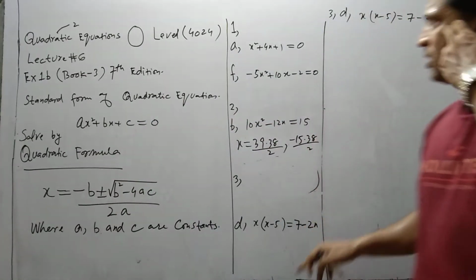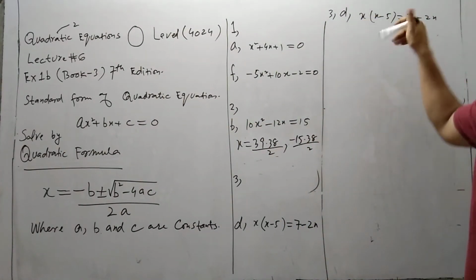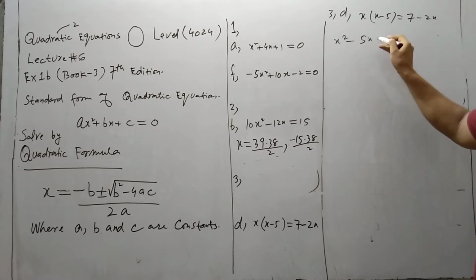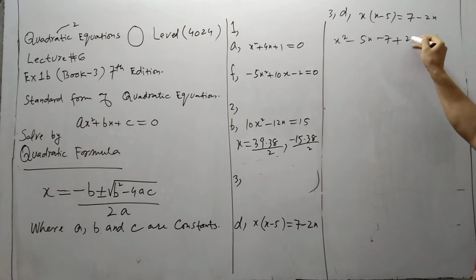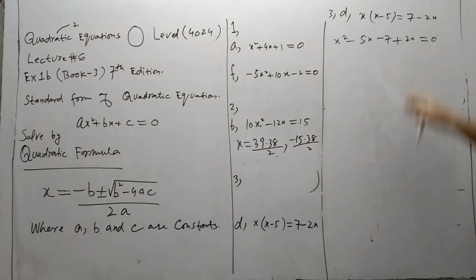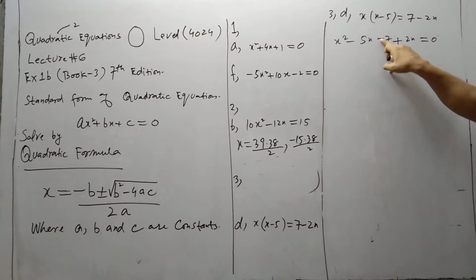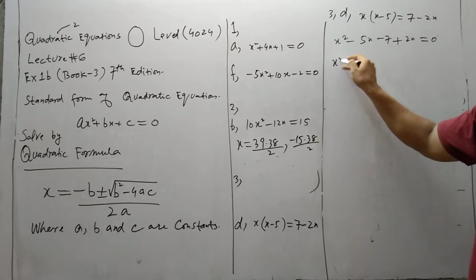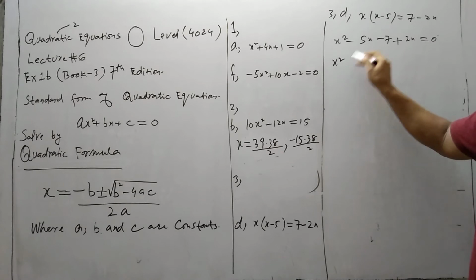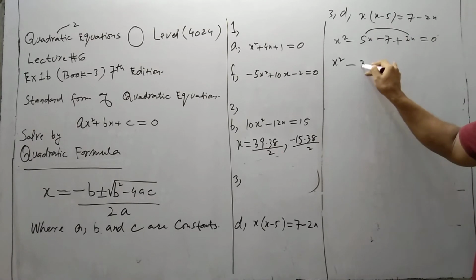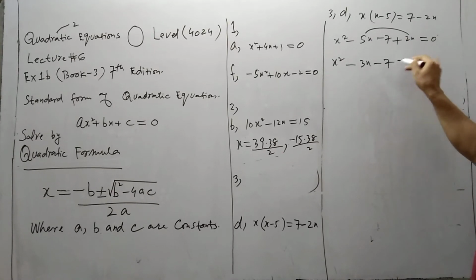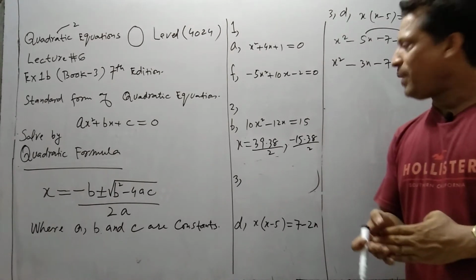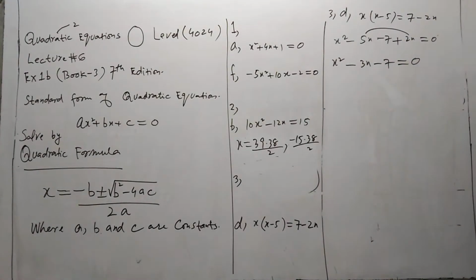of a quadratic equation. How? Multiply: x by x, x square; x by 5, 5x. Move this 7 to this side and this 2x to this side, equal to 0. This is plus 7, this is minus 7. This is 2x minus 2x, this is plus 2x. x square minus 5x plus 2x is what? Minus 3x, minus 7 is equal to 0. Now your equation is complete in the form of a quadratic equation.